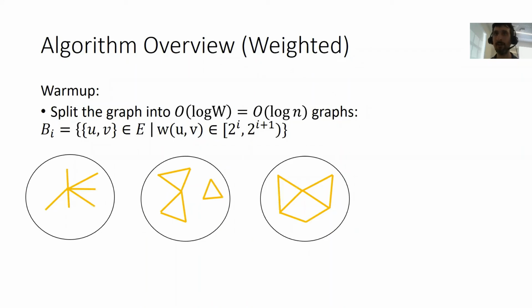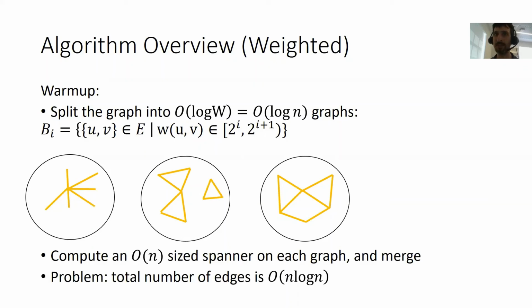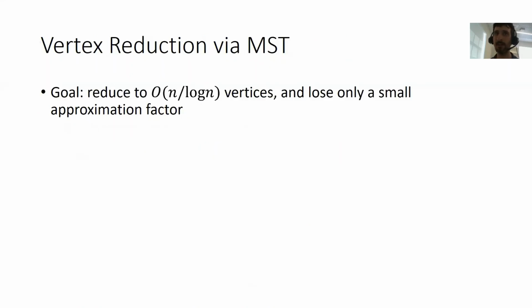So we have our log n graphs, and on each such graph we compute an order of n size spanner and merge the spanners together into one single spanner. So this will give us an order of log n approximate spanner. The problem is that the number of edges in the spanner is order of n log n, which is too large for us since we wanted a linear size spanner. So next, our goal will be to reduce to n over log n vertices and only lose a small approximation factor, hopefully something in the order of log n or better.